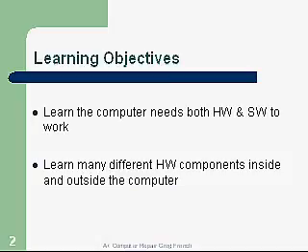Learning objectives. To learn the computer needs both the hardware and software to work. It can't do anything without the software. Hardware is the physical. Software are the programs that run the hardware. We're going to learn many different hardware components inside and outside the computer. We're going to be using lots of acronyms. HW stands for hardware. SW stands for software.